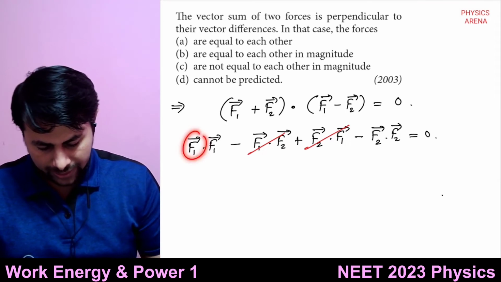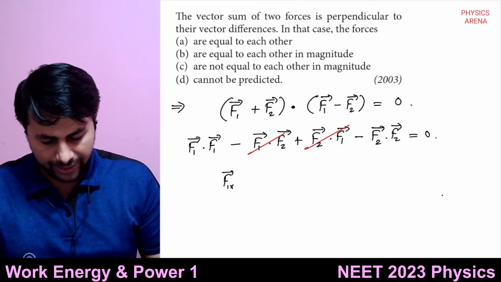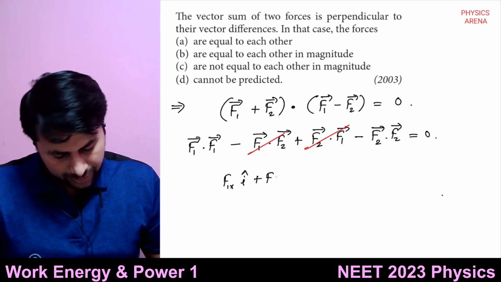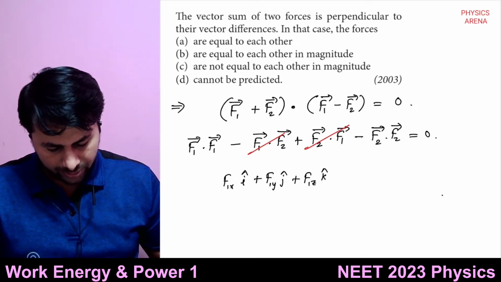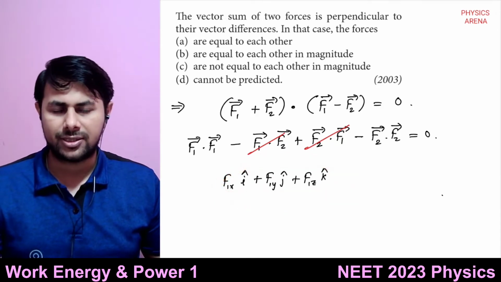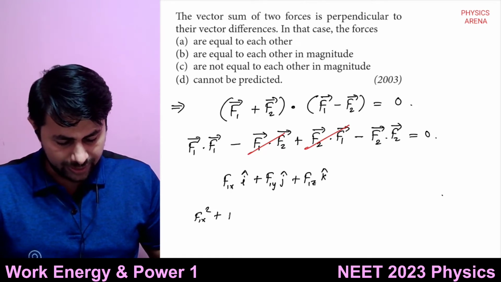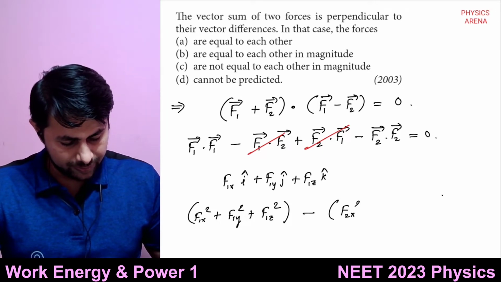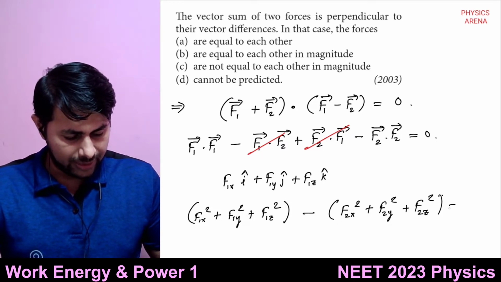Okay, f1 bar is equal to, you can say, f1x into i cap plus f1y into j cap plus f1z into k cap. So this thing and its dot product with this thing, what will be that? It will be f1x square plus f1y square plus f1z square, minus here you have f2x square plus f2y square plus f2z square, and this is equal to 0.